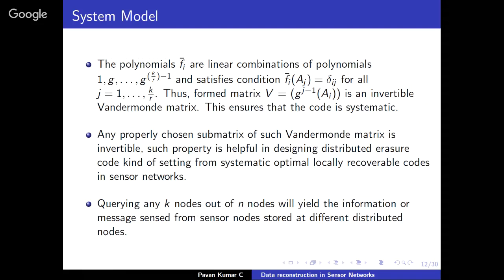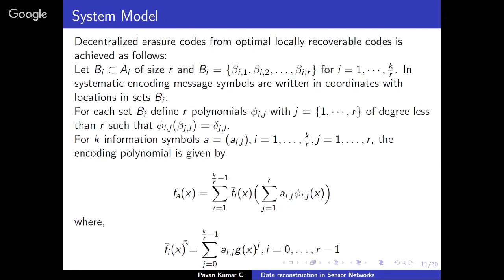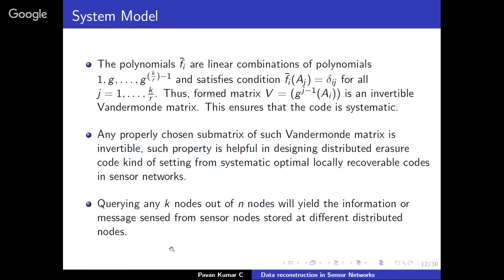The polynomials f_i are the linear combinations of the polynomials 1 to g_j with j varying from 1 to k by r minus 1, and satisfy the conditions that f_i'(a_j) is equal to delta_ij for all j varying from 1 to k by r. The matrix V thus formed is an invertible Vandermonde matrix, and this ensures that the code is systematic.